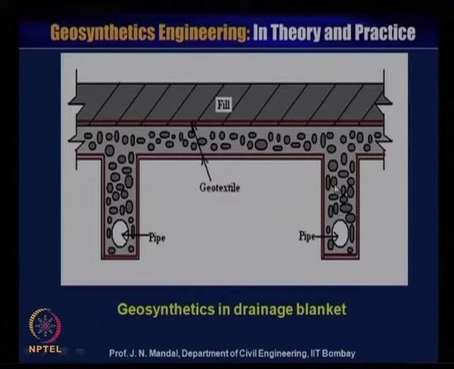This is another example of geosynthetics in a drain blanket. This is the filling material. You can see how the geosynthetic has been placed, like this red color, and this is the geotextile material. In a sports field, to drain the water out, you can use this kind of drainage system. So this is the geosynthetic in a drainage blanket.